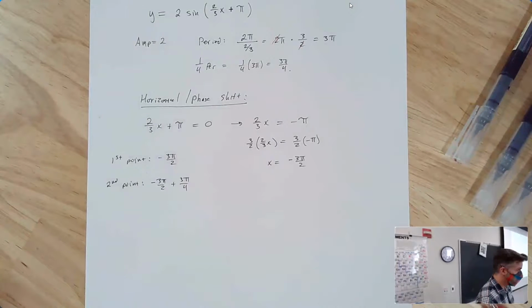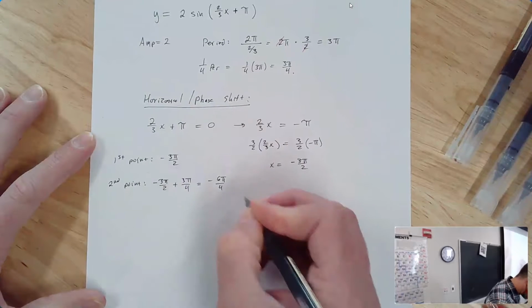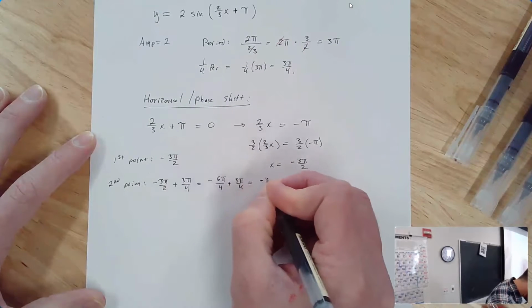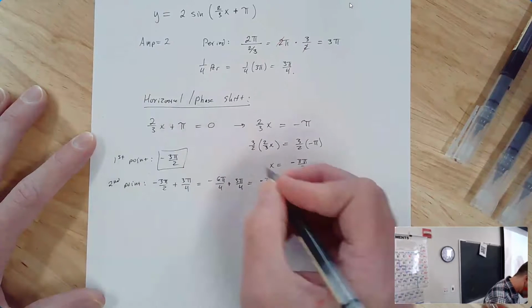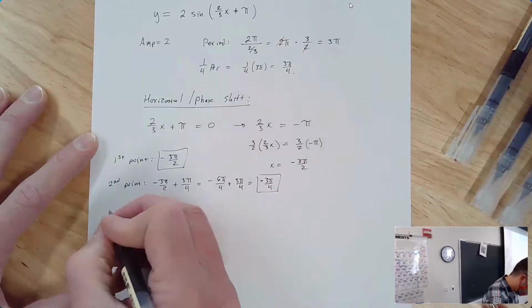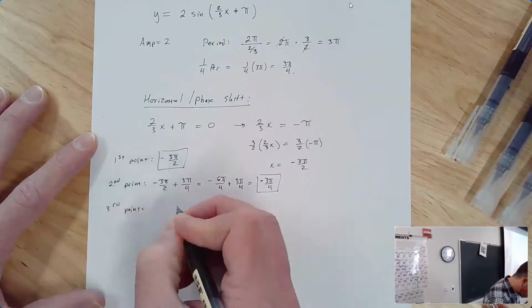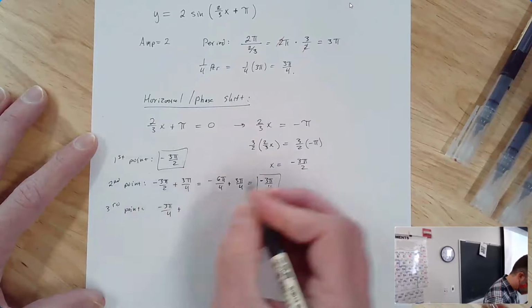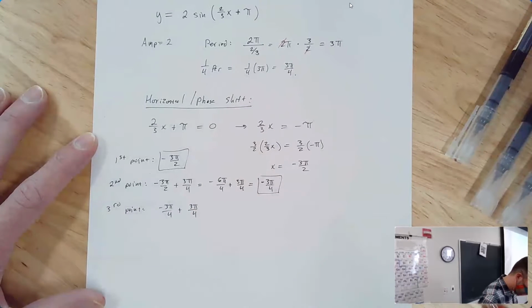All right, well, I need a common denominator. Negative 3 pi over 2 becomes negative 6 pi over 4, plus 3 pi over 4 is negative 3 pi over 4. There's my first point. There's my second point. My third point is going to be super easy. I'm just taking my previous point, negative 3 pi over 4, and adding 1/4 of my period, which is 3 pi over 4.